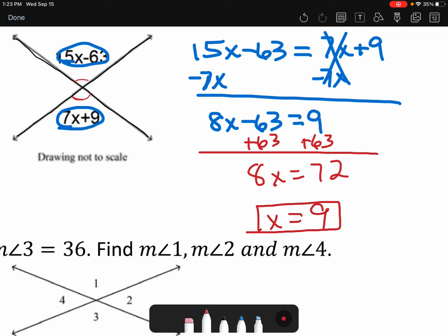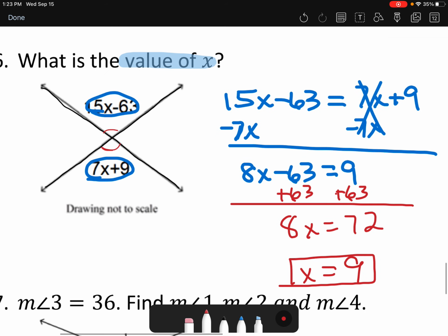By the way, if we were trying to prove that x equals 9, we could just say that those two expressions right there are equal because of the vertical angles theorem. And then we could say that with the addition property of equality, 8x equals 72, and then the division property of equality says that x equals 9.